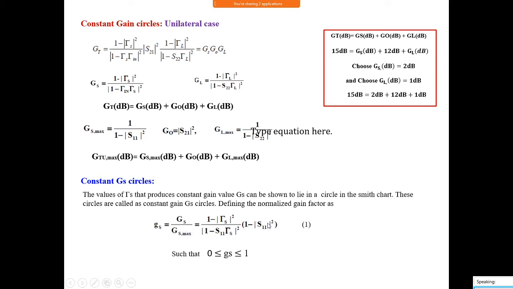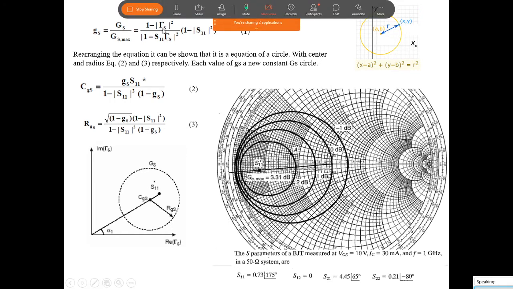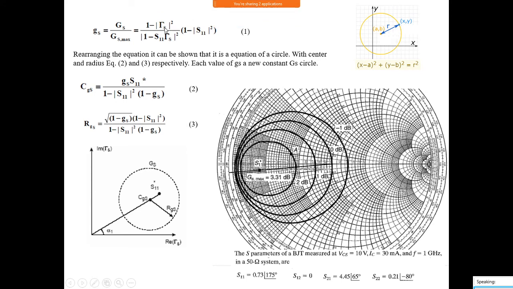Actually, if you take this equation and rearrange it, that is GS equal to this, what we can observe is that the equation becomes the equation of a circle. Here this is constant, this constant, and here 2S. 2S is a complex number. It has a real part and an imaginary part.